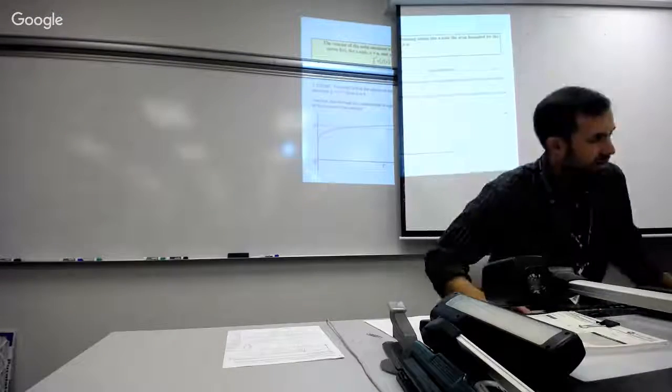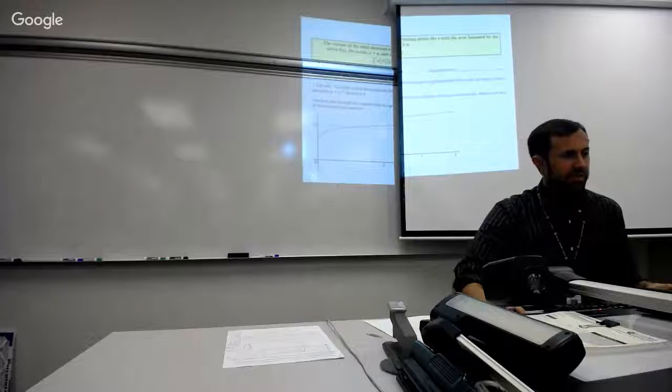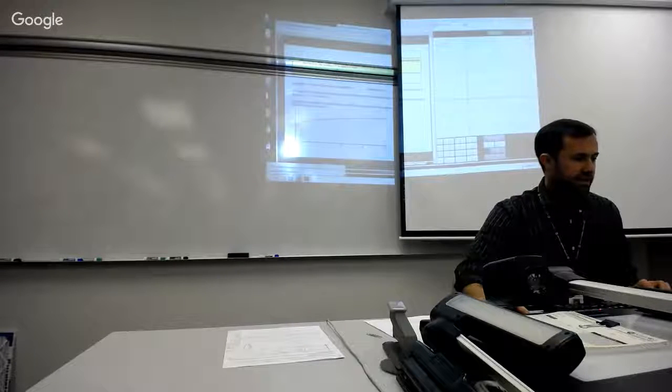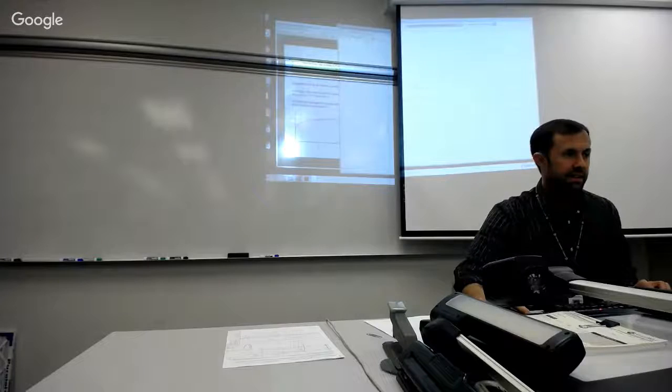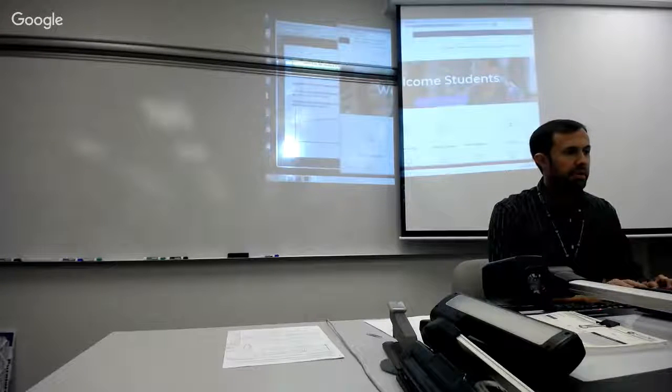Okay, so let's do that together. We want to understand what they're talking about, the volume of a solid obtained by rotating. This is a very interesting set of problems we're about to do. Volume obtained by rotating around the x-axis.